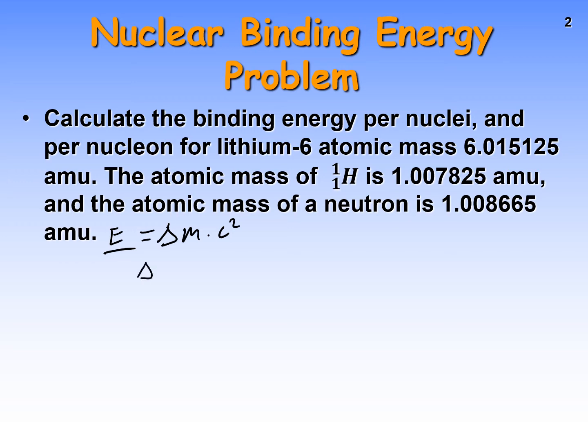Now, delta M, like I hinted at earlier, is always going to be equal to the following for nuclear binding energy problems. Delta M changes for other problems regarding things like fusion and fission calculations. But for a nuclear binding energy problem, it's the mass of the particles minus the mass of the nucleus.